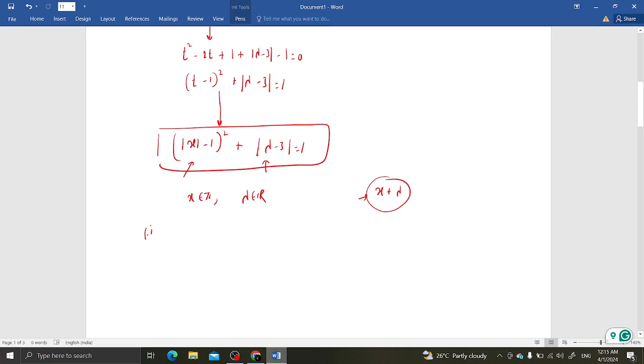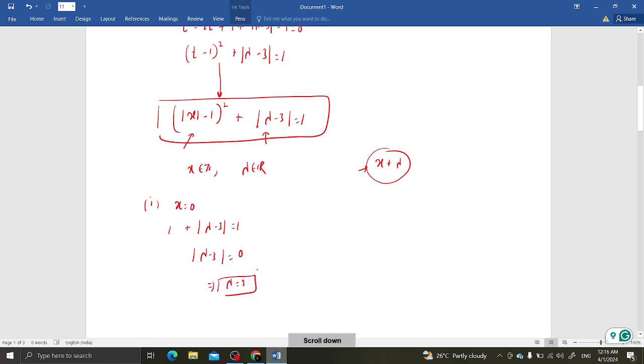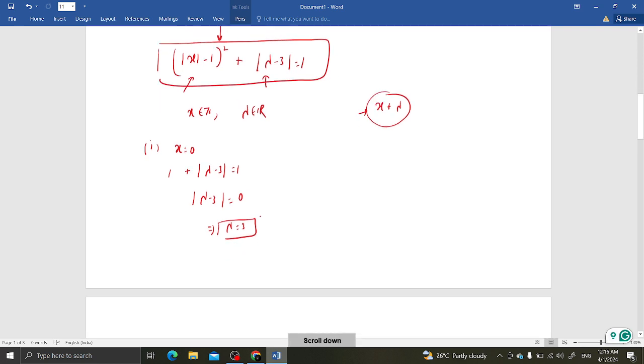So first I'll choose x equals 0. If I choose x equal to 0 and put it here, then what do we get? 1 plus mod of lambda minus 3 equals 1. So mod of lambda minus 3 equals 0, and here we get lambda equals 3. So if x equal to 0 is the solution, for which we got lambda equals 3.